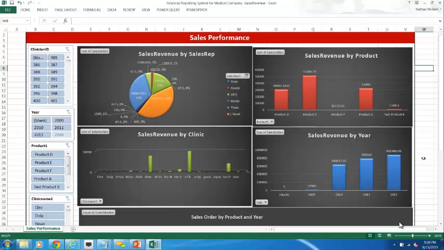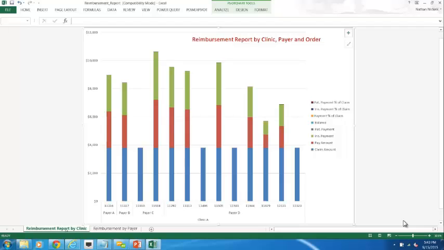So in this particular dashboard, this view that we've created, we're showing a breakdown of the sales revenue by sales rep. Additionally, in the same framework, we can show it by product, by clinic, and by year. And so the challenge really becomes, once you have the data available, creating effective dashboards to manage the financial performance of your organization.